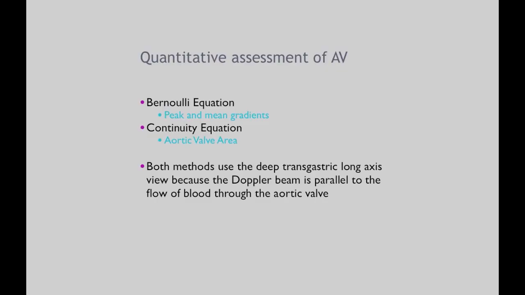In terms of quantitative assessment of the aortic valve, we can use the Bernoulli equation to convert velocities into peak gradients, and the continuity equation to help us calculate aortic valve areas, either using velocity time integrals, peak gradients, or peak velocities. These methods require the use of the deep transgastric or transgastric long axis views to align the Doppler beam as previously discussed.